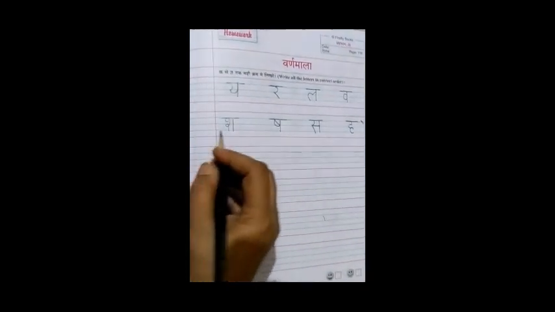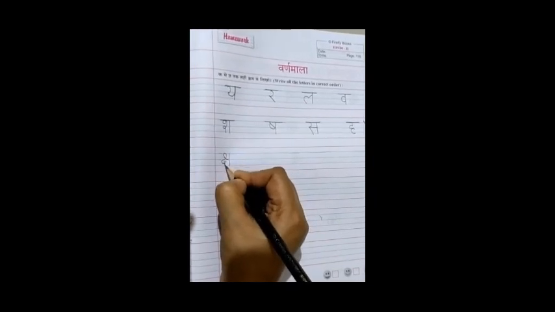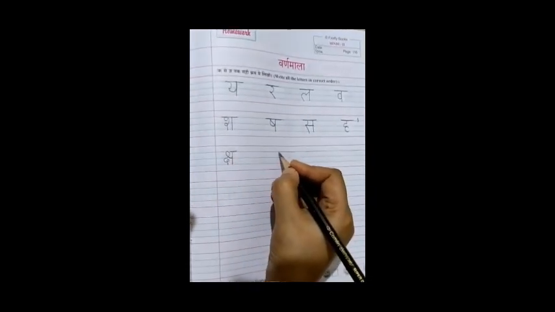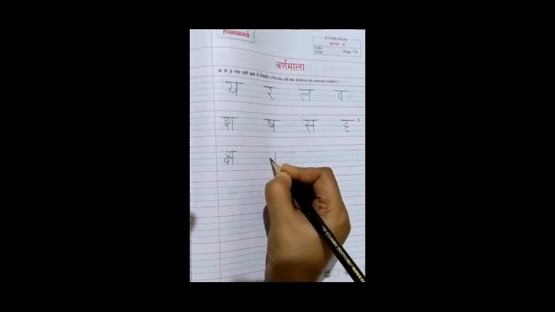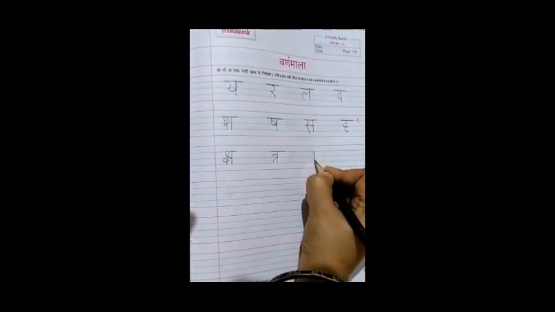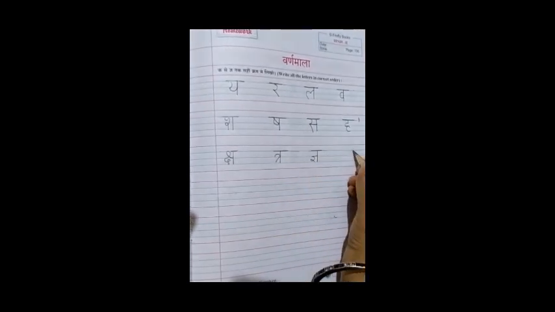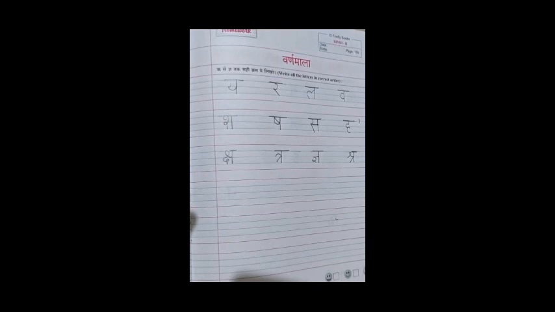Then what comes? Ksha. Kshatriya wala ksha. Ksha. Tra. Rounds. Tra. Gya. Standing line. Sleeping. Round. Gya and shra. Shriman wala shra. And a sleeping line overhead.